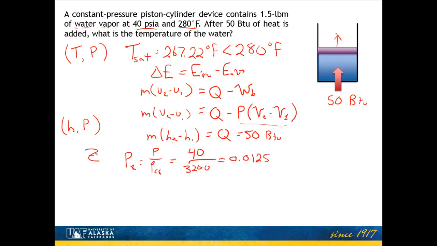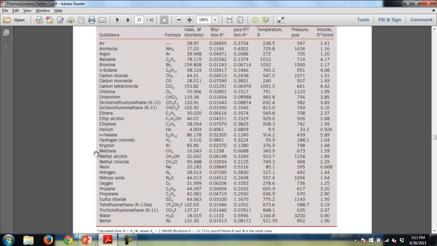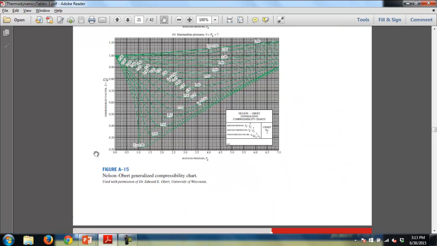But actually, that number is so small. Let's go back to our property tables. Let's go look at the compressibility charts. Here we go. Here's the compressibility chart, and I'll go ahead and blow that up a little.